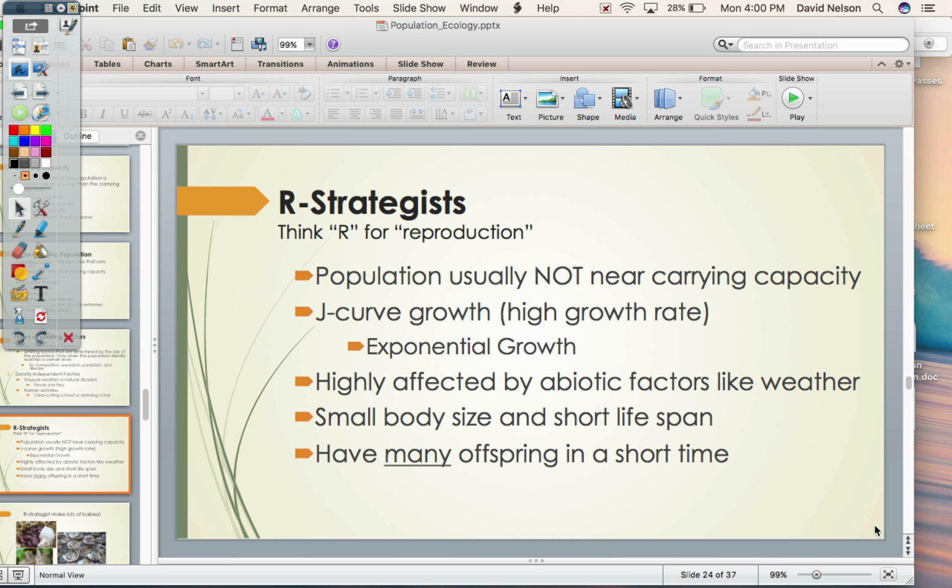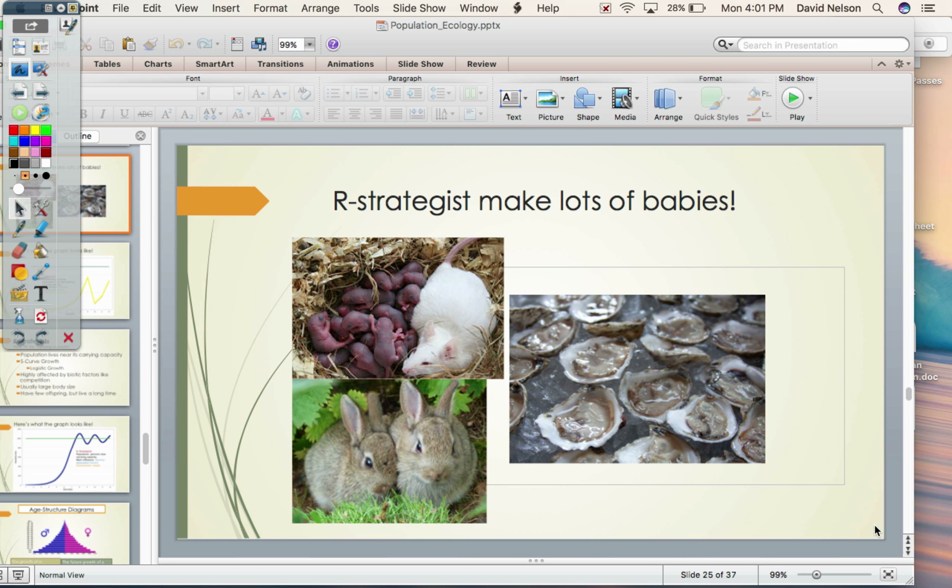The mom doesn't do anything to protect them or raise them. She just lays a bunch of eggs and hopes that a few of them will live. Some other R strategists are things like mice and rats, rabbits, oysters, lots and lots of examples.